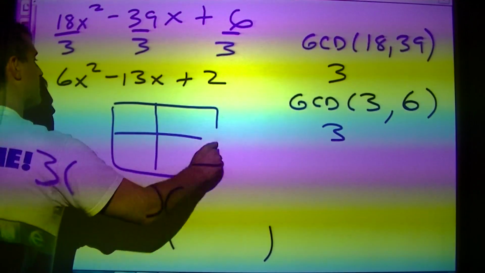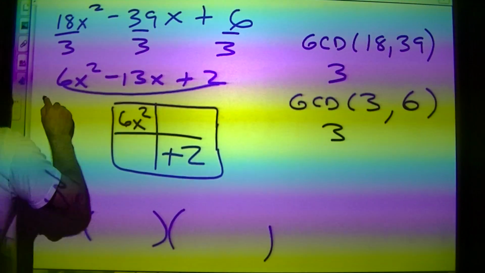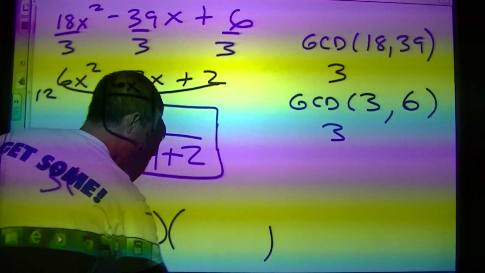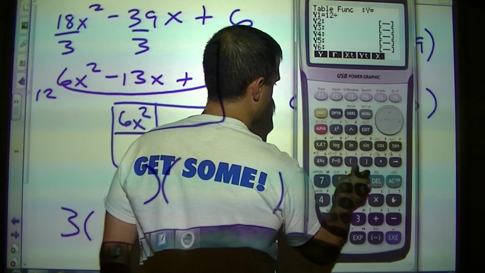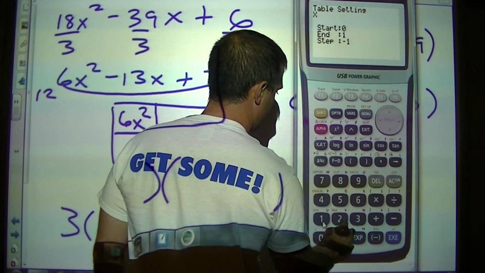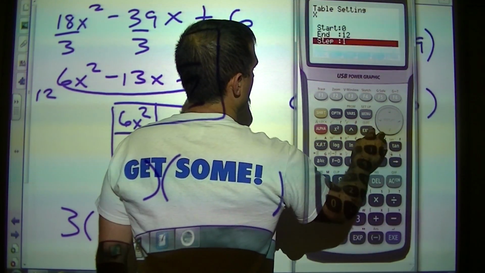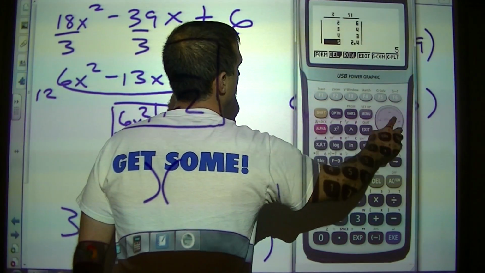When I do my boxes, I got 6x squared and 2. I'm going to multiply, would give me 12. All right, got 12 divided by x. I'm going to set my table, 0 to 12. And I'm looking for the set that adds up to 13.